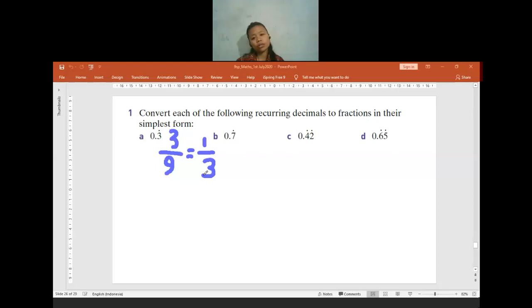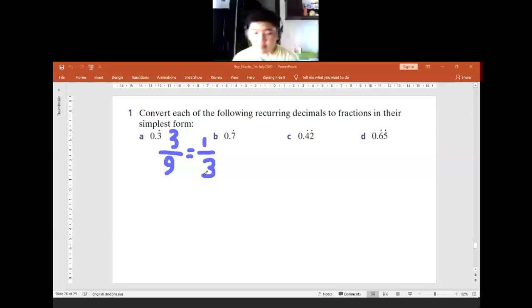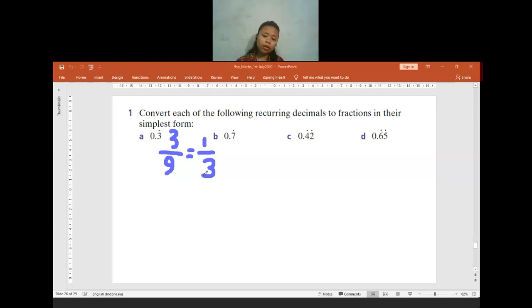Hello. Are you still there? Yes. My lovely grade 9P. So what do we have to do first if you are asking how to do it? What do we have to do first? We have to let x be equal to how many? x will be equal to how many? Did you really listen to me? 0.3. Is x only 0.3?